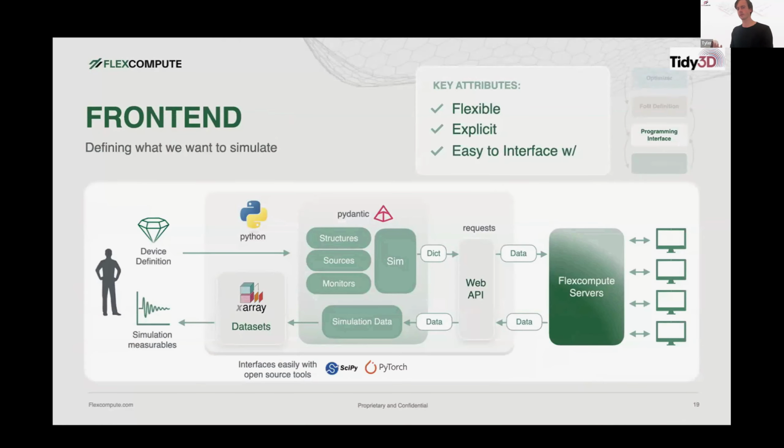We've also built a really nice Python interface to Tidy3D, and I think this differentiates us from some of the other commercial tools for FDTD. We have a Python package that's open source. It leverages Pydantic, which is a way to be very explicit about the different components like structures, geometries, monitors, and the simulation. They're all defined as data classes with very well-defined parameters. They can be exported to our servers with just a very thin web API wrapper, and then we can get the data sets back. In this case, we use Xarray for multidimensional labeled data sets, so you can get your simulation measurables. And the front end interfaces really easily with other tools such as SciPy, PyTorch, and other Python tools.